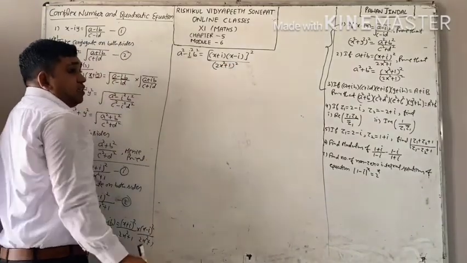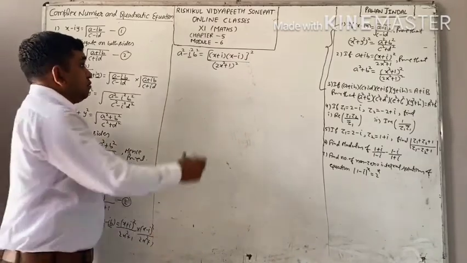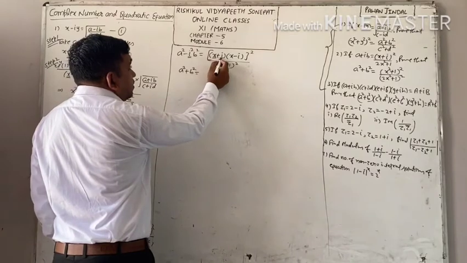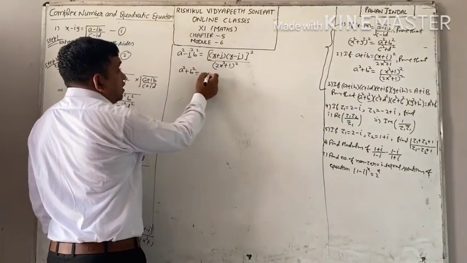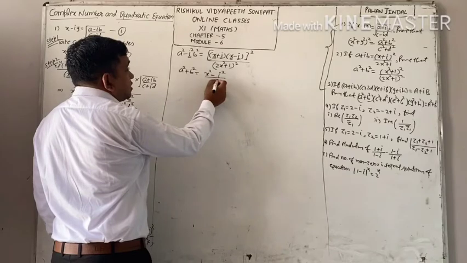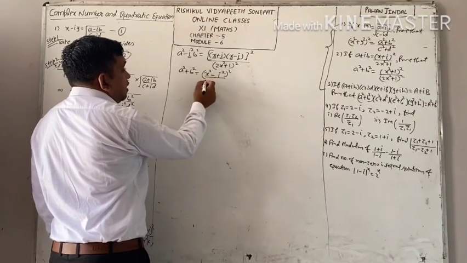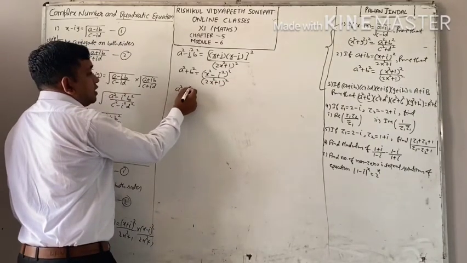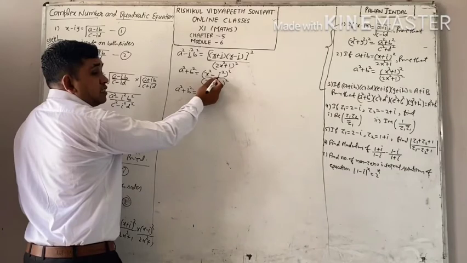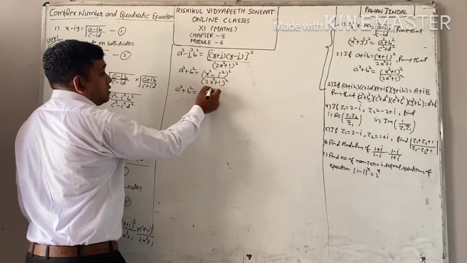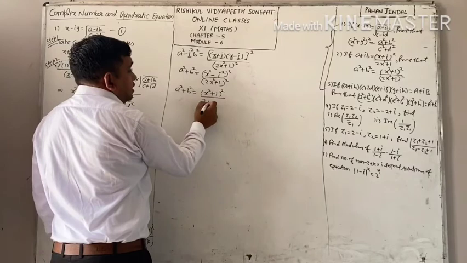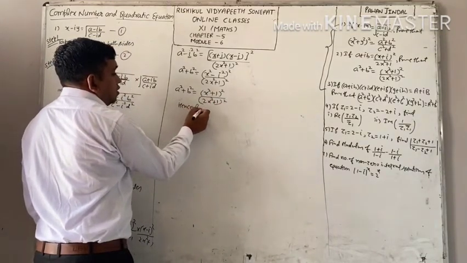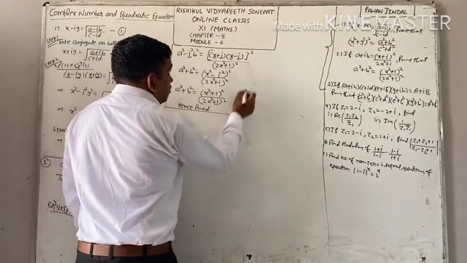Put the value of iota square, which is minus 1. Minus minus becomes plus. Here apply the formula (a plus b)(a minus b). This is your (x square minus iota square) whole square divided by (2x square plus 1) whole square. Now put the value of iota square, minus 1, minus minus plus, and you will get the required result. And this is what you have to do. Now move to the next problem.